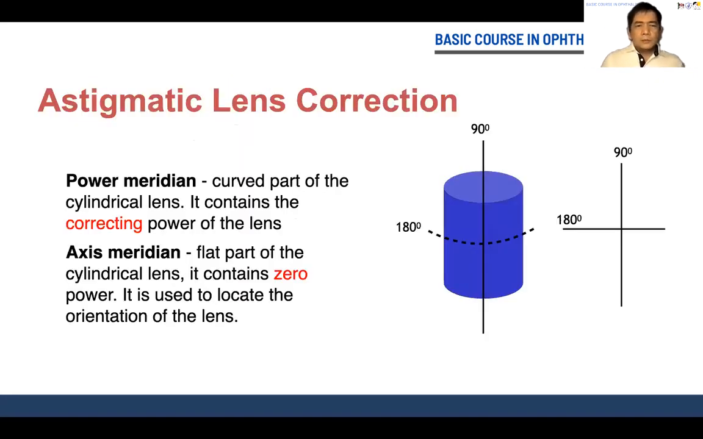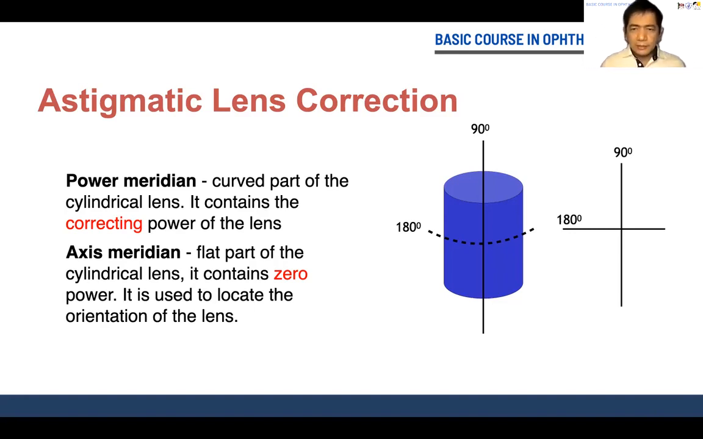Okay, so let's talk about astigmatic lens correction. Astigmatic lens correction has a power meridian and an axis meridian. The power meridian is the curved part of the cylindrical lens. It is the area that contains the correcting power of the lens. Like in the illustration, the horizontal meridian is the curved part of this cylinder. So therefore, if this is a lens, the correcting power of the lens is located at the horizontal meridian because that is the curved part.